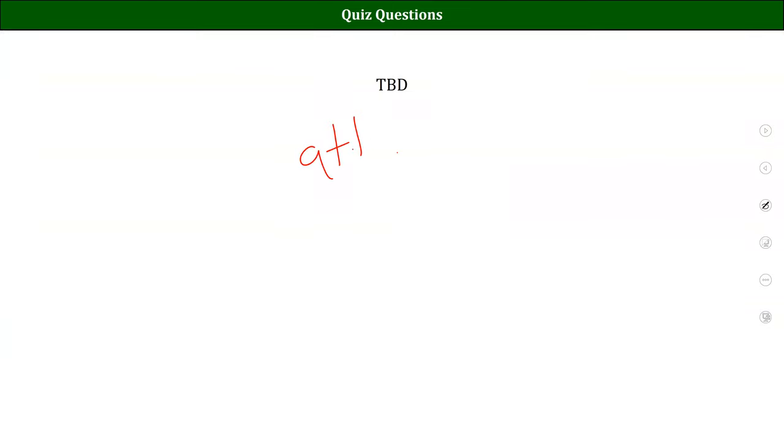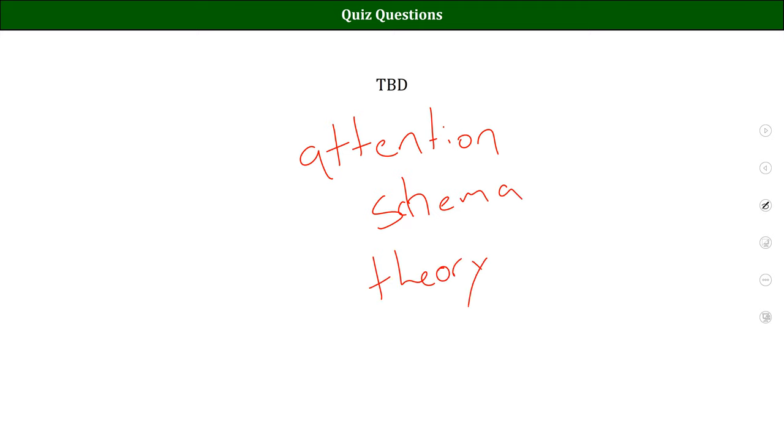which basically says that consciousness is a sort of byproduct, schema, C-H-E-M-A, of an evolutionary tool that was basically a way for animals to integrate current sensory data with memory.